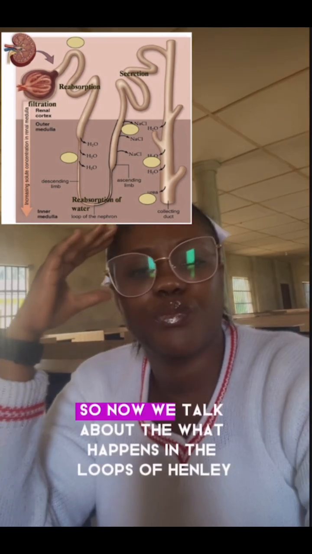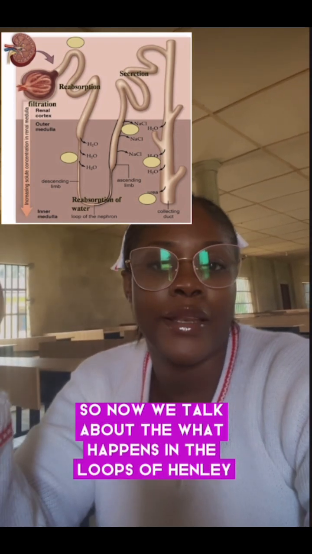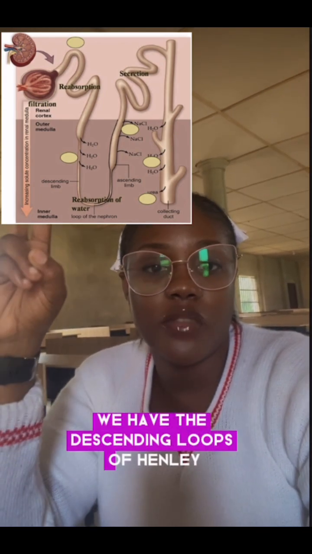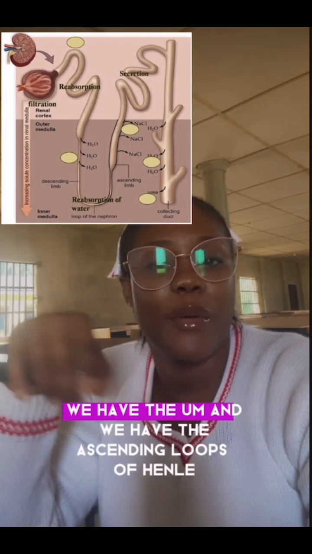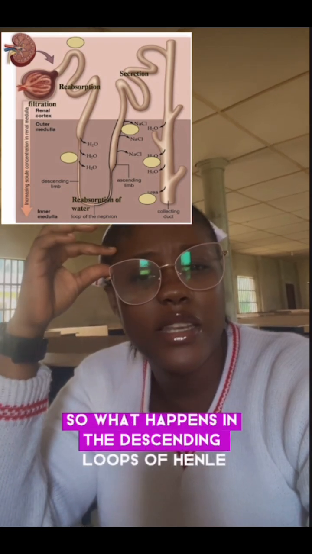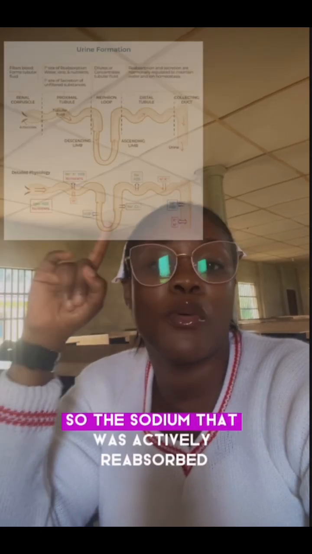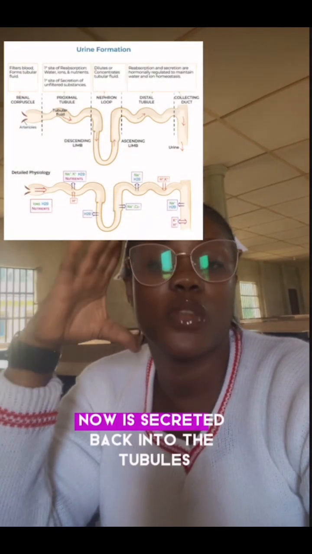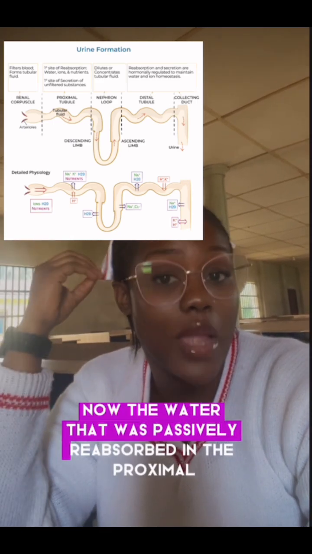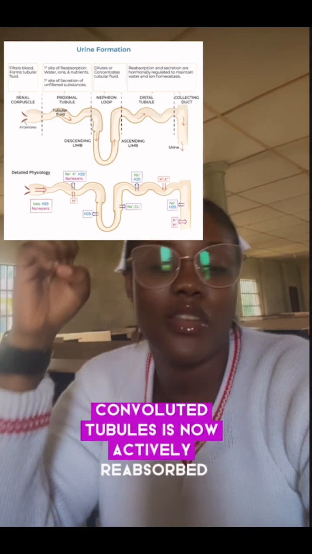Now we talk about what happens in the loops of Henle. Remember that the loop of Henle is divided into three: the descending loop of Henle, the thin band, and the ascending loop of Henle. So what happens in the descending loop of Henle? Remember that sodium was actively reabsorbed. So the sodium that was actively reabsorbed is now secreted back into the tubules. Now the water that was passively reabsorbed in the proximal convoluted tubules is now actively reabsorbed.